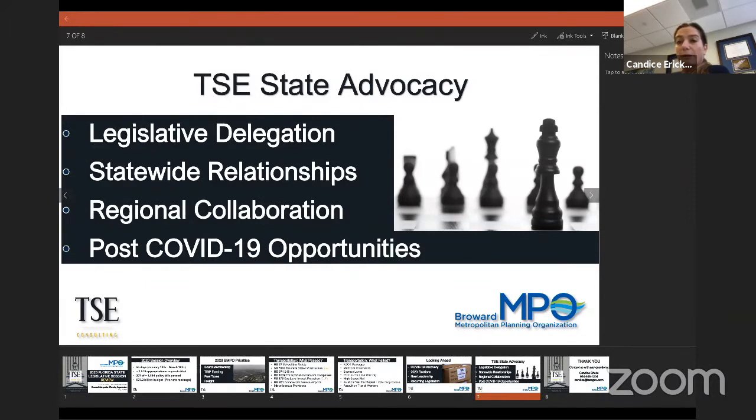Not only that, we were able to get Paul and Greg a seat at the table on the EV task force for the state, and we are just continuing to build those coalitions. We are also working in collaboration. There are only a few other MPOs that have state representation and good working relationships with both Orlando and Miami and their lobbyists as well. So we will continue to do that as we move forward into the fall and into the next legislative session.